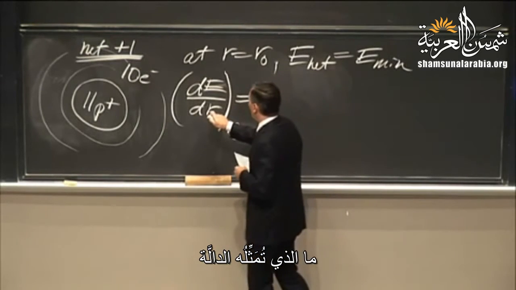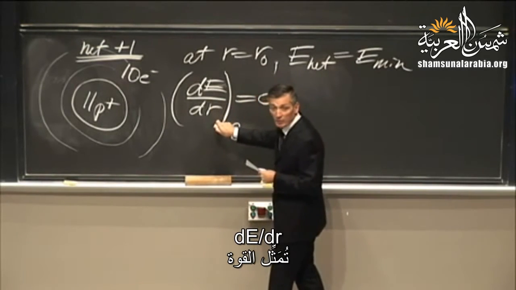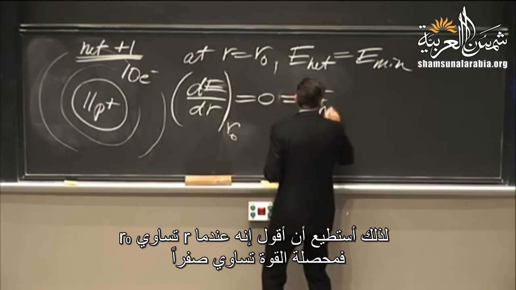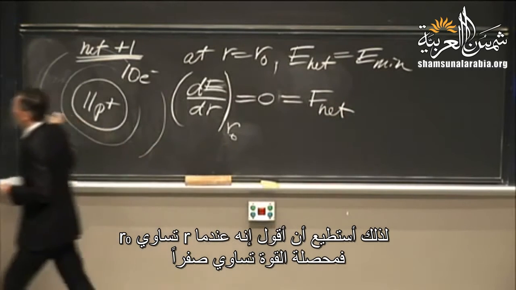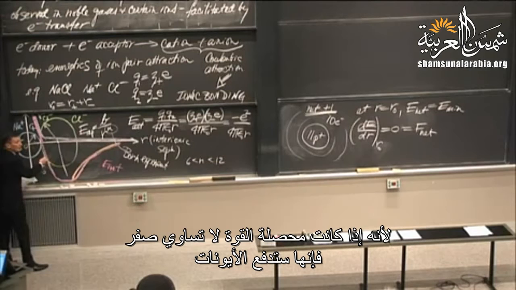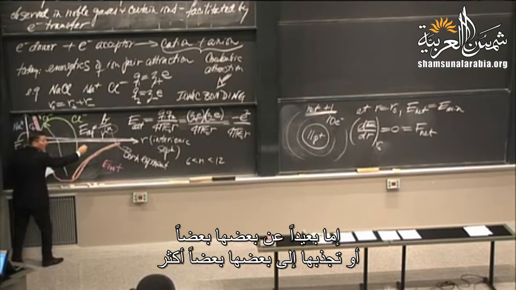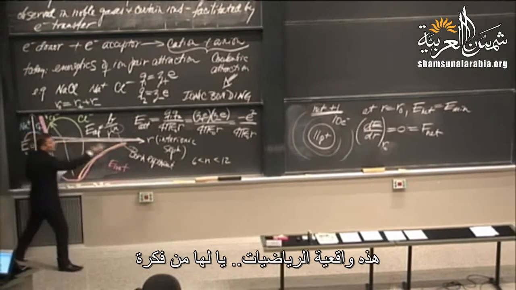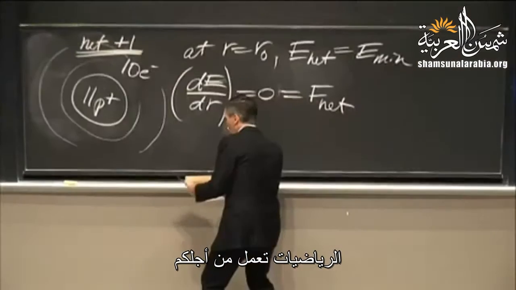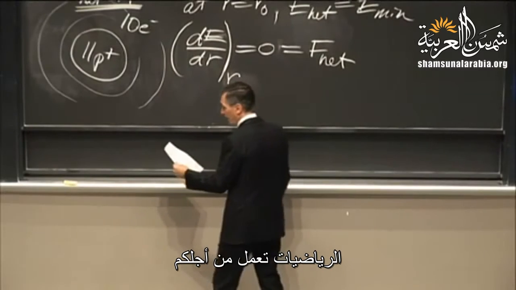What's the other thing that we know? dE by dr represents what? That's force. So I could say that at r equals r naught, the net force is 0, which is what you'd expect, because if the net force isn't 0, it's going to either push the ions farther apart or draw them closer together. So this is mathematics imitating reality. What a concept. Math working for you instead of you working for math.